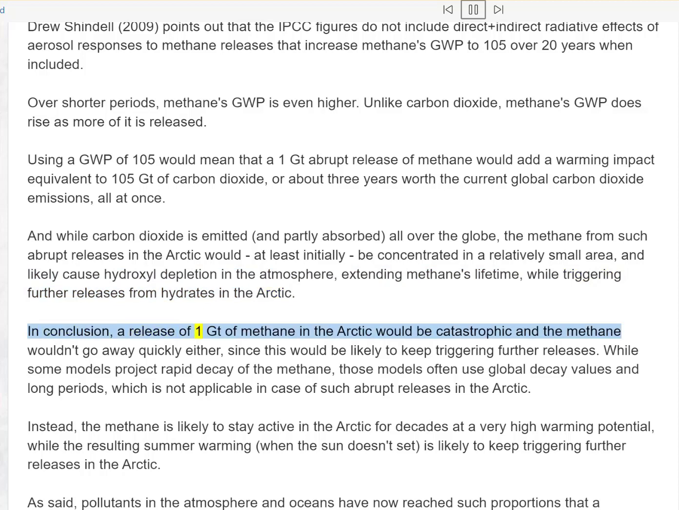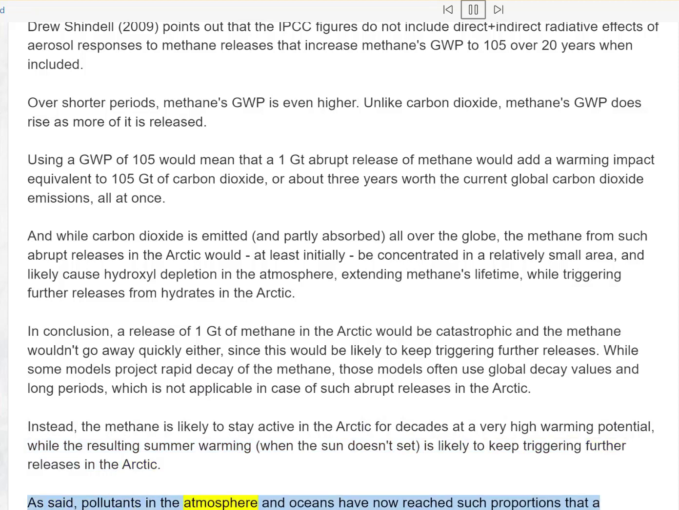In conclusion, a release of 1 Gt of methane in the Arctic would be catastrophic, and the methane wouldn't go away quickly either, since this would be likely to keep triggering further releases. While some models project rapid decay of the methane, those models often use global decay values and long periods, which is not applicable in case of such abrupt releases in the Arctic. Instead, the methane is likely to stay active in the Arctic for decades at a very high warming potential, while the resulting summer warming, when the sun doesn't set, is likely to keep triggering further releases in the Arctic.